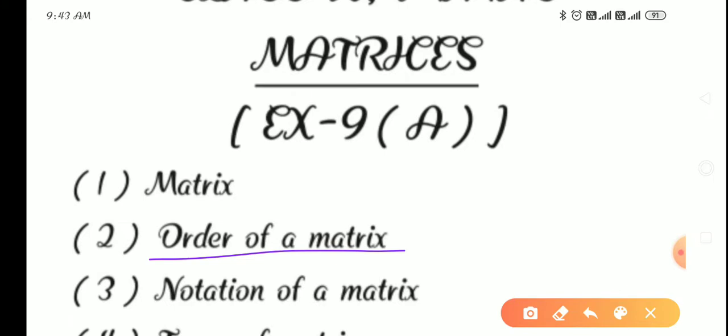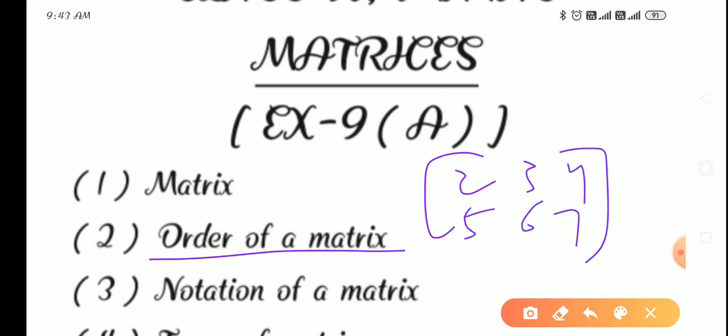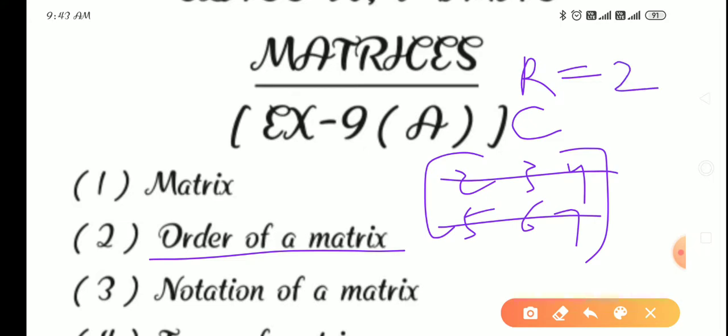What is the order of a matrix? One example I am taking. Suppose 2, 3, 4, 5, 6, 7. It is a matrix. Here you have to count the number of rows. How many rows are there? Row I am denoting by capital R, column by C. So how many rows are there in this matrix? 1, 2 rows. How many columns are there?